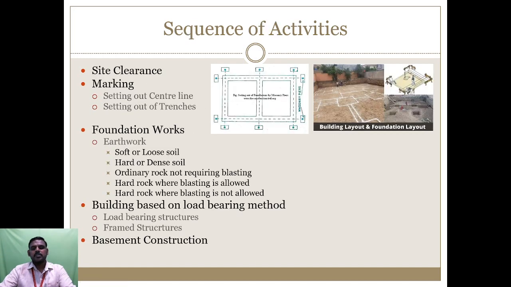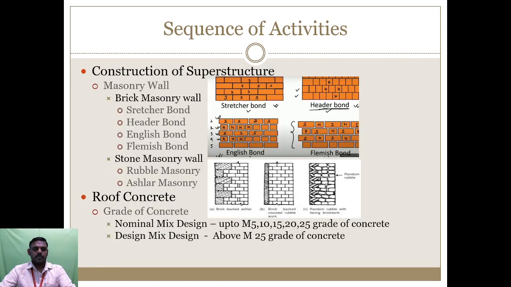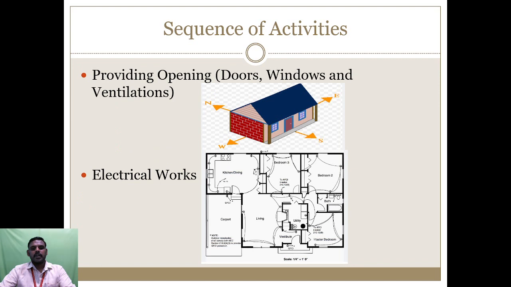The next thing, sequence of activities. In civil engineering constructions, if we are considering a residential building, we have to know the sequence of activities. The first is site clearance, second marking, third foundation works, the fourth one is basement, then construction of superstructure, next roof concreting, then providing openings of doors and windows and ventilations while constructing the superstructure. Then last we are going to erect the electrical works.